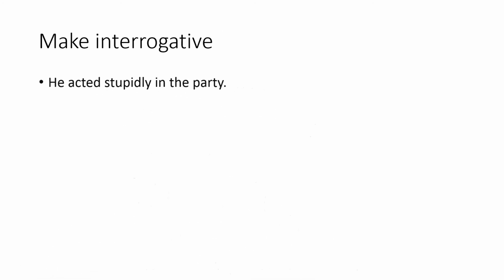Some more sentences we see. He acted stupidly in the party. Now here there is no helping verb. He acted stupidly in the party is past tense. So we have already learnt before that if it is past tense, your answer will start with did. Now this is a positive sentence, give it a negative answer. Didn't he act? Acted has changed to act stupidly in the party.